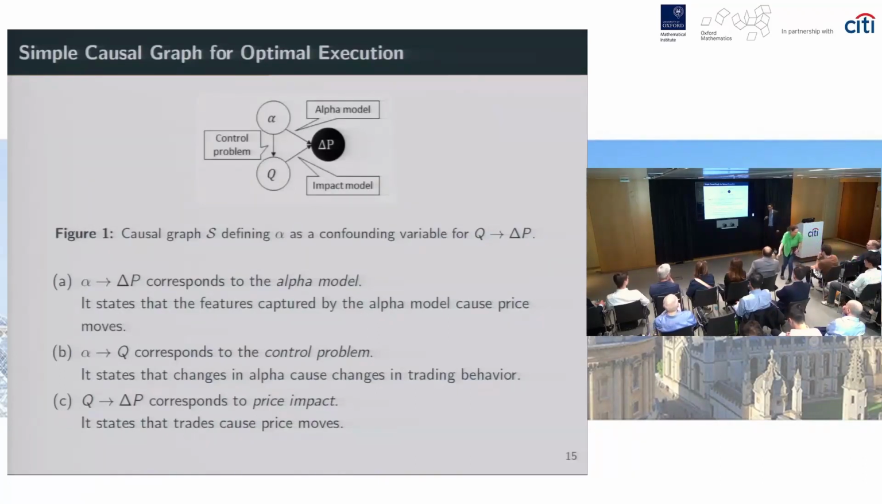Yep, go ahead. That's true for the vertical arrow. But for the arrow from alpha to delta P, that's the realized. Yes. So ideally, I would have something more complicated. I completely agree with you. The ideal graph would have 4 nodes: alpha predicted to Q, alpha realized to delta P, and then some connection between alpha predicted and alpha realized.